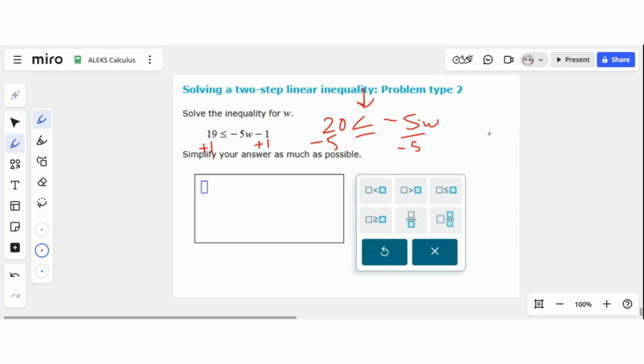So let's write that out. We've got, well, 20 divided by negative 5 is negative 4. Then we flip this to the other direction. So we have greater than or equal to. And then negative 5 divided by negative 5, that just cancels out and leaves w.